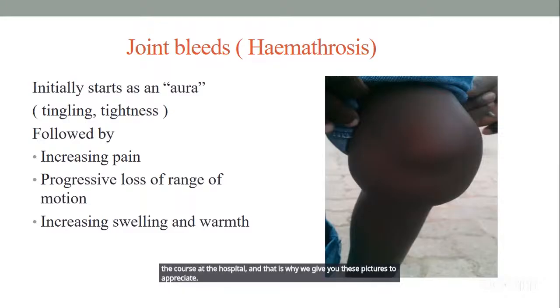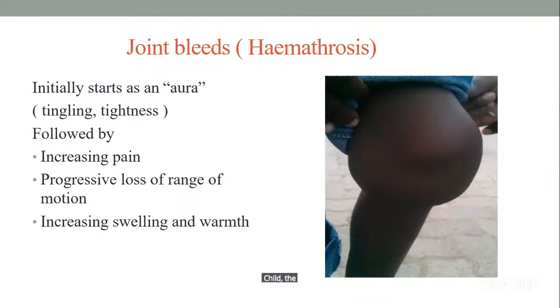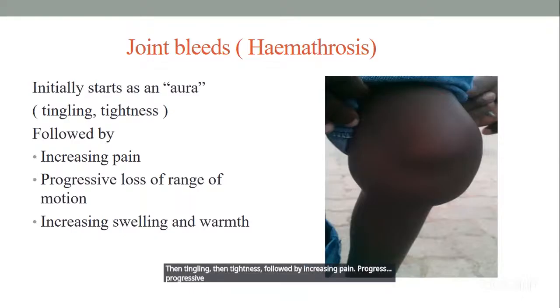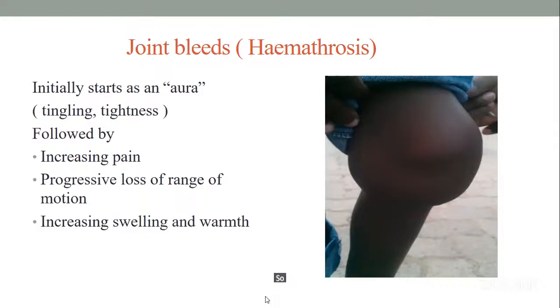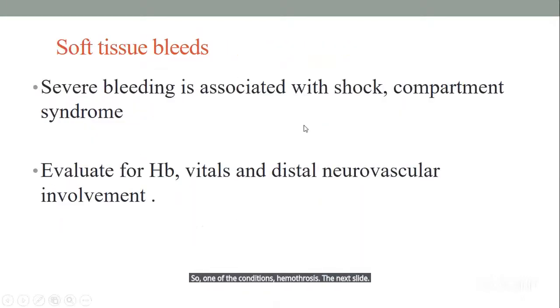In this case, we have hemarthrosis, that is joint bleeding. Look at how the child's joint has swollen. It starts like an aura, then tingling, then tightness, followed by increasing pain, progressive loss of range of motion, then increasing swelling and warmth. So that is one condition, hemarthrosis. The next slide. We have soft tissue bleeding.